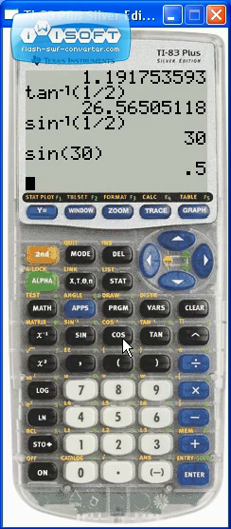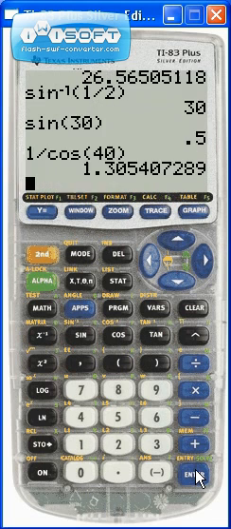Unfortunately, there's no secant, cosecant, cotangent buttons. Those you always have to just evaluate using the reciprocal property. So if I want the secant of, say, 40 degrees, that's just flipping the, for the secant, flipping the cosine. So I can do 1 divided by cosine of 40, and that'll give me the secant of 40. Alright, so there's that secant of 40 value right there.